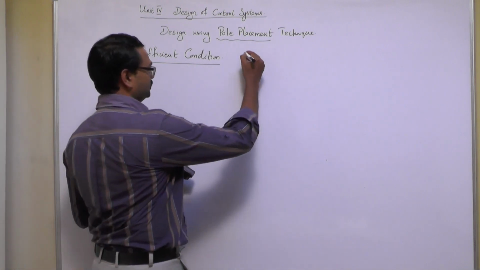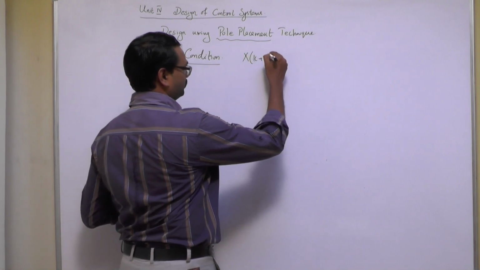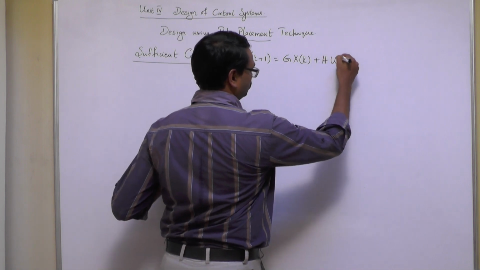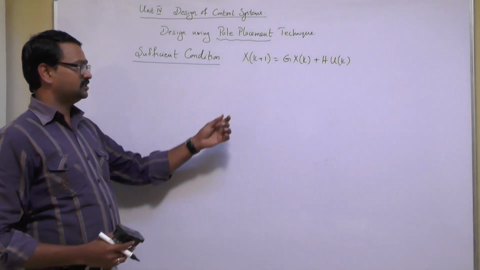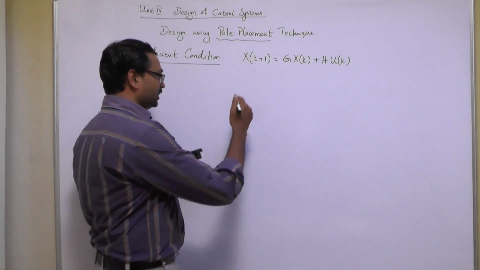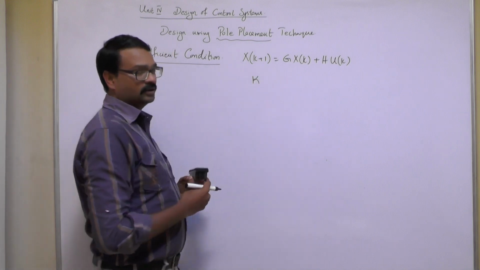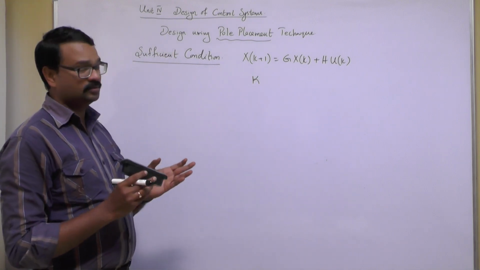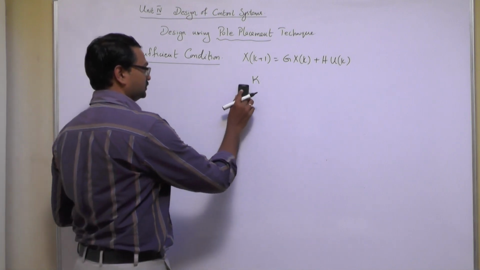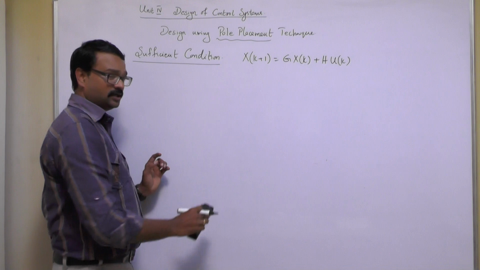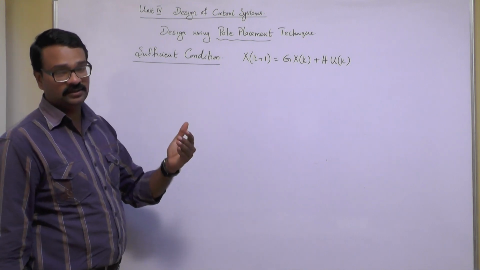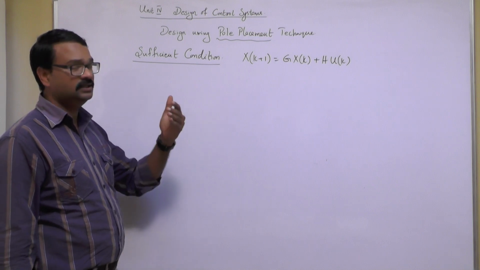The system which we have considered here is x of k plus 1 is G into x of k plus H u of k. This is the system which we require to be completely state controllable to determine the matrix K, so that the poles can be placed at various desired locations. That is the necessary condition, and if it is not controllable, then it is not possible. There are a few eigenvalues which the feedback matrix cannot control.